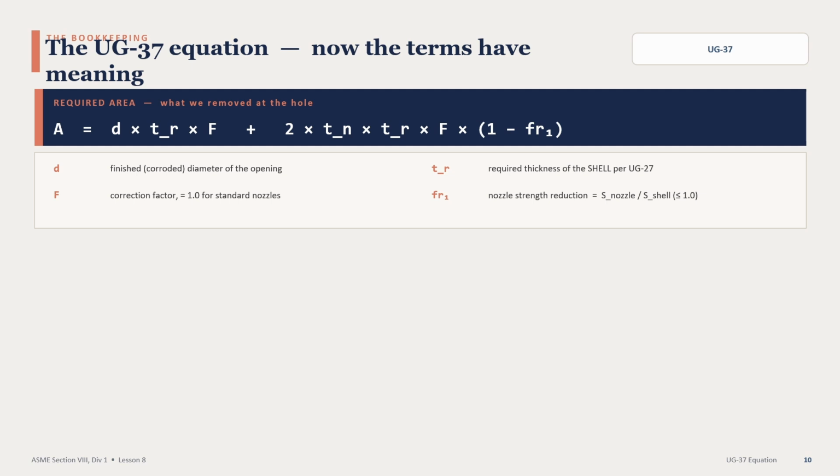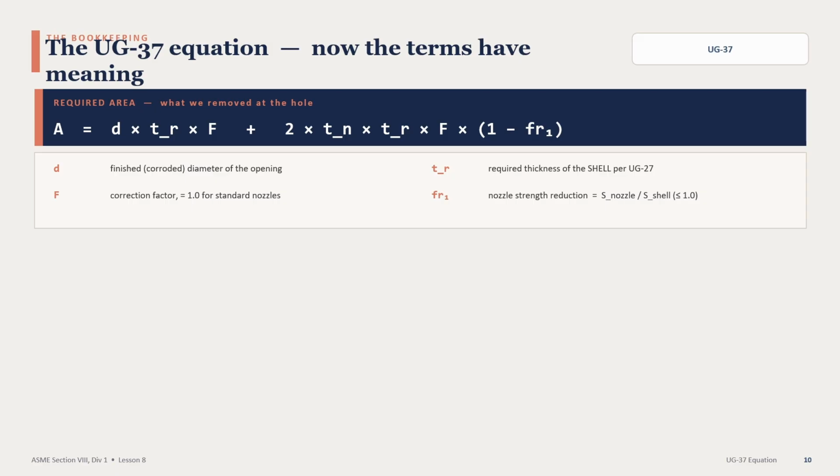The first term, D times T sub R times F. That's the rectangle of shell metal we removed. Hole diameter times shell required thickness. Nothing exotic. F is the correction factor, equal to 1 for standard nozzles. You can ignore it in most cases.